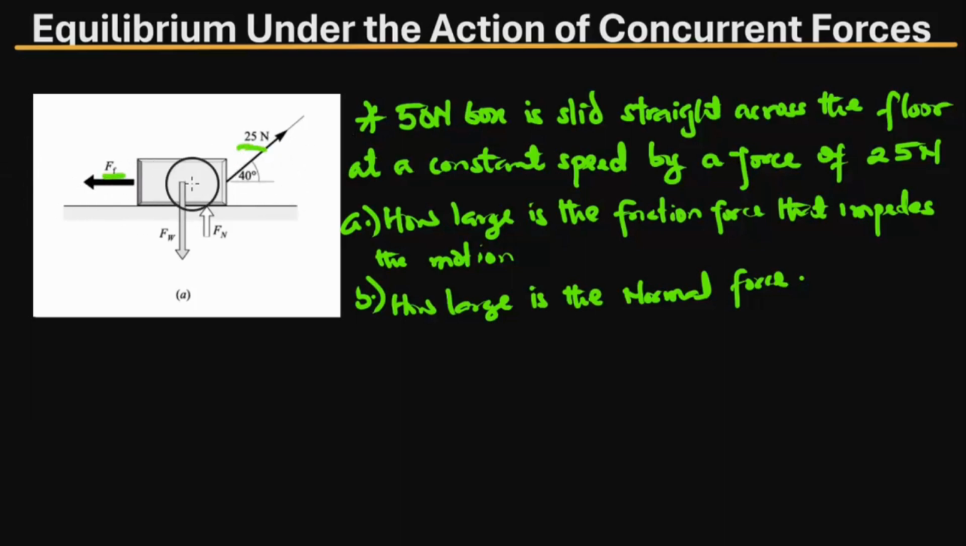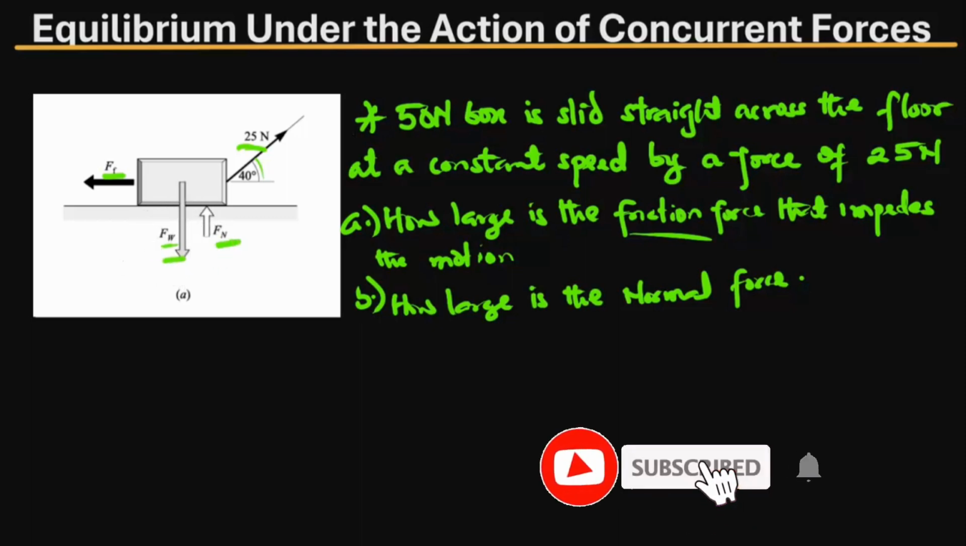So this guy is dragging this box straight across the floor at an angle of 40 degrees, and then there's a force that is opposing the motion of the box. It is impeding the motion, and we're asked to calculate how large this friction force is. And then the next question says how large is the normal force, which is this guy right here. And of course the box has a weight acting downwards, which is this guy right here. Alright, so without wasting much time, let's get right into it.